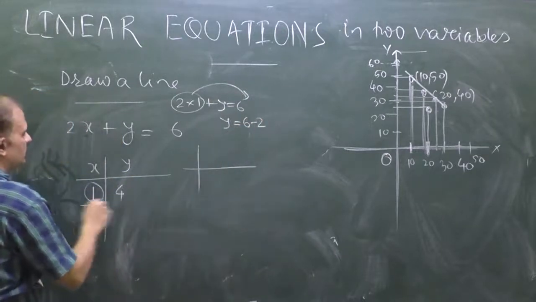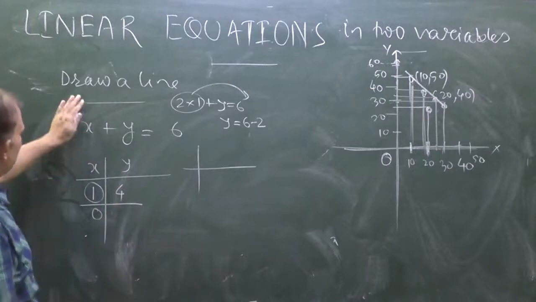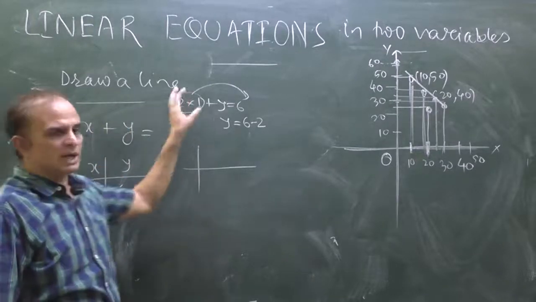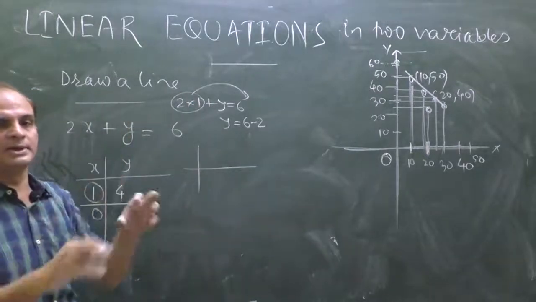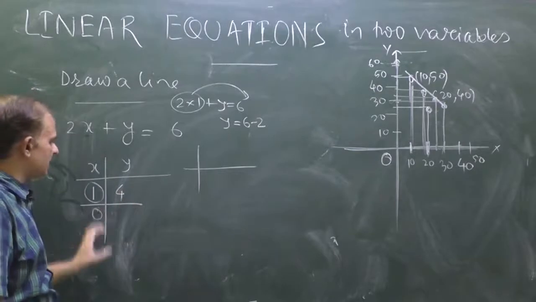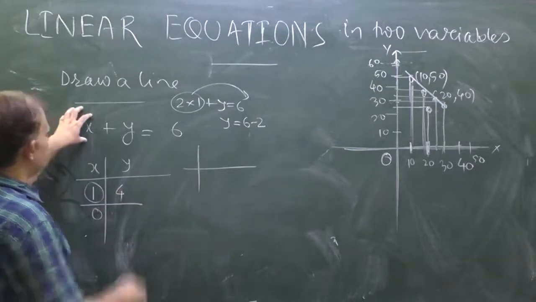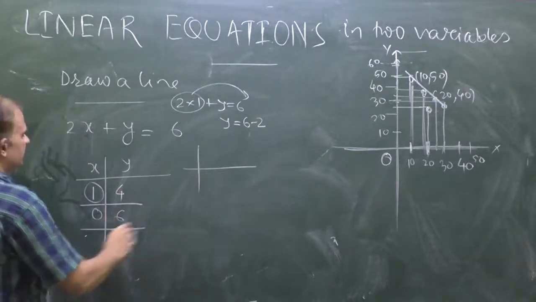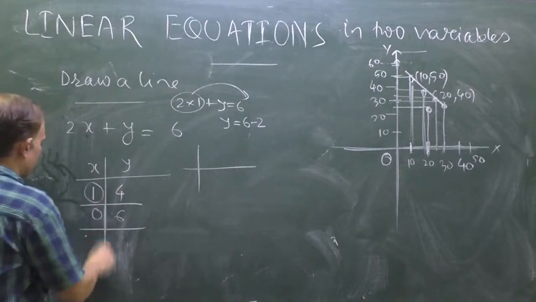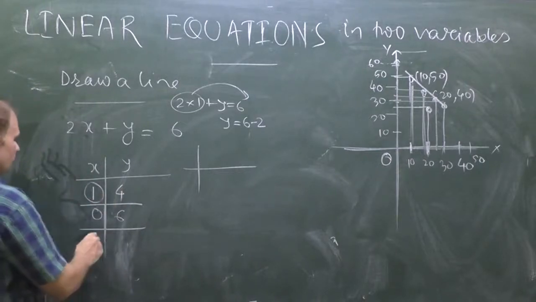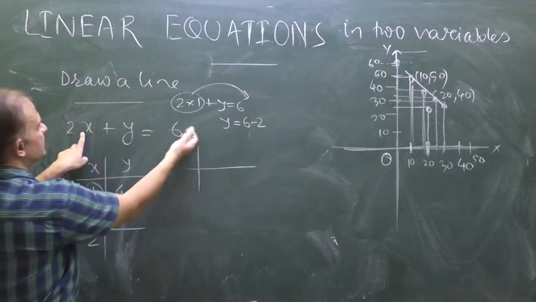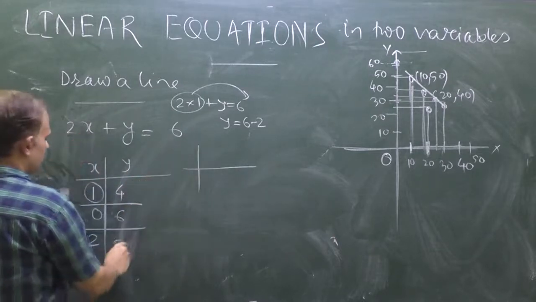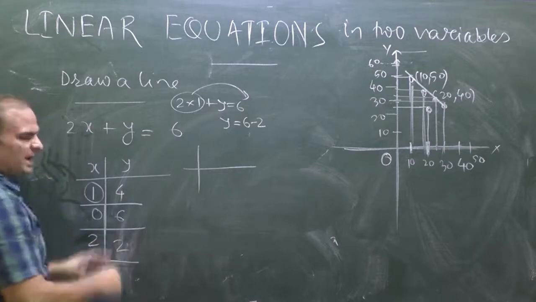So y is 4. If I put x equal to 0, should I calculate it again and again, or should I show it? No need to show it. You just write the table. If I put x equal to 0, y is 6. If I put x equal to 2, 2 into 2 is 4, transfer this 4 to this side, 6 minus 4 will be 2.